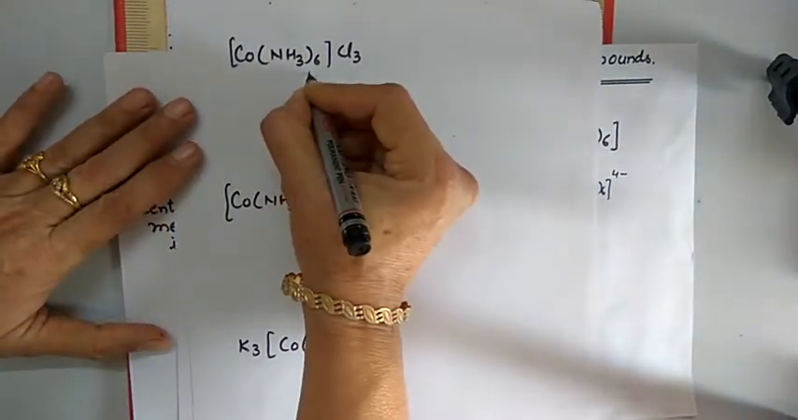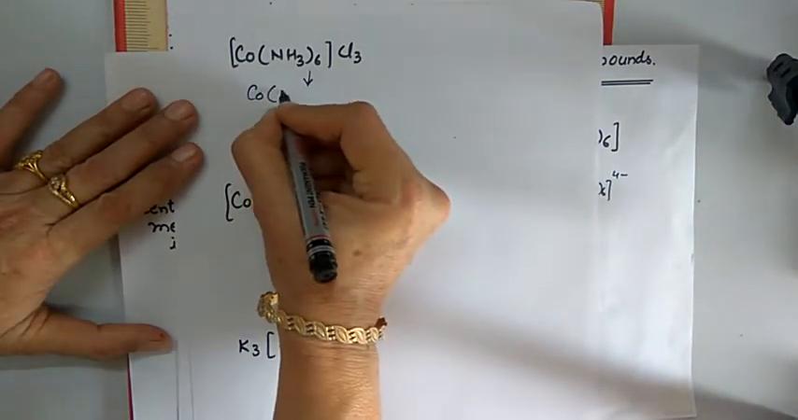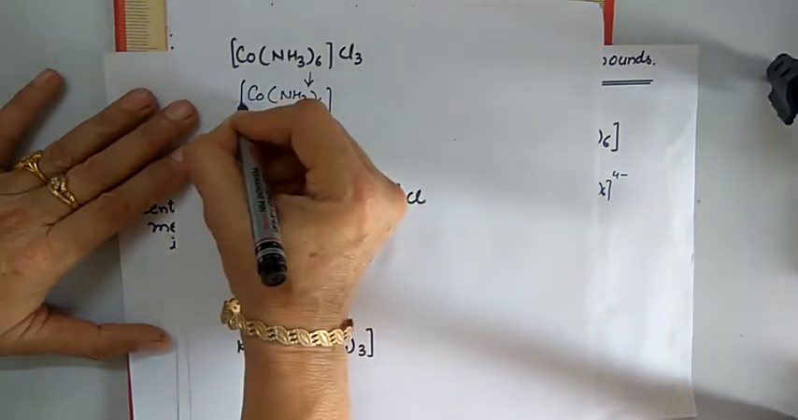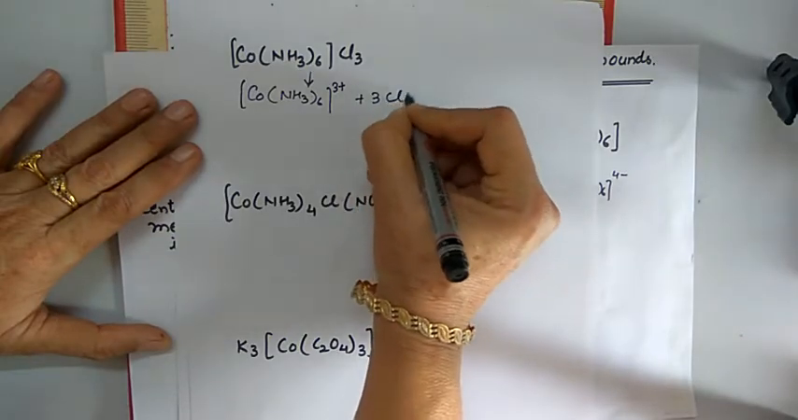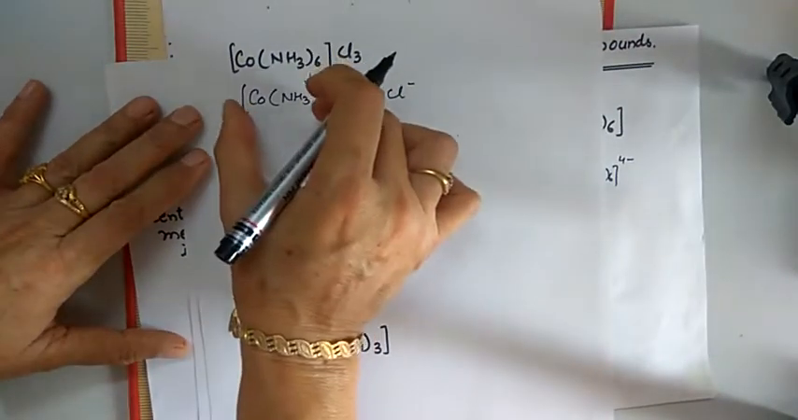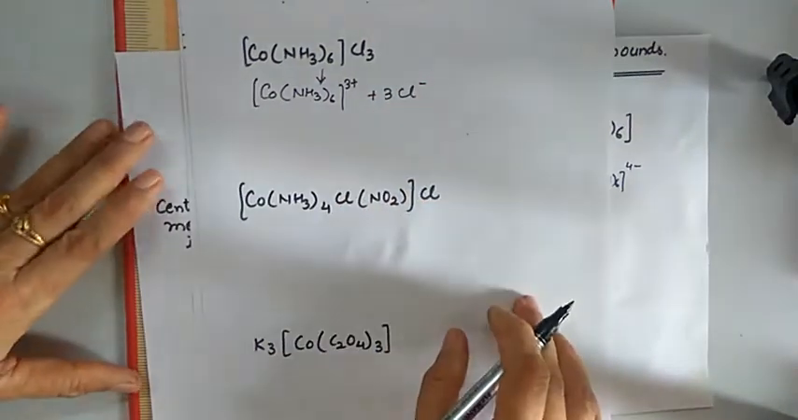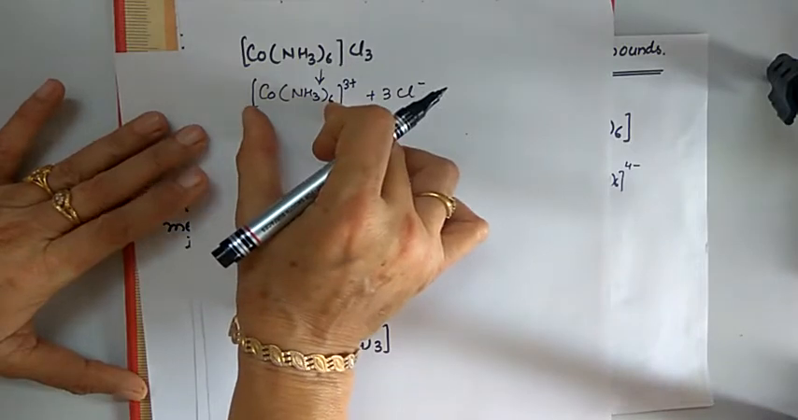If you just say this compound, it is [Co(NH3)6]Cl3. 3 positive plus 3 Cl negative, means the complex ion is positive and this is the counter ion. So the name will start with the positive ion. First we will name this part.